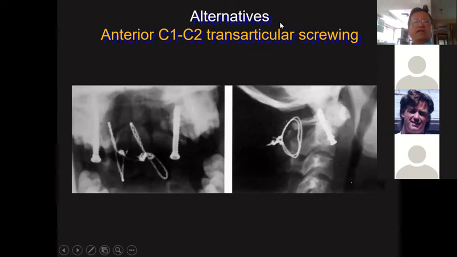What are the alternatives to that? Anterior C1, C2 transarticular screwing is one alternative.